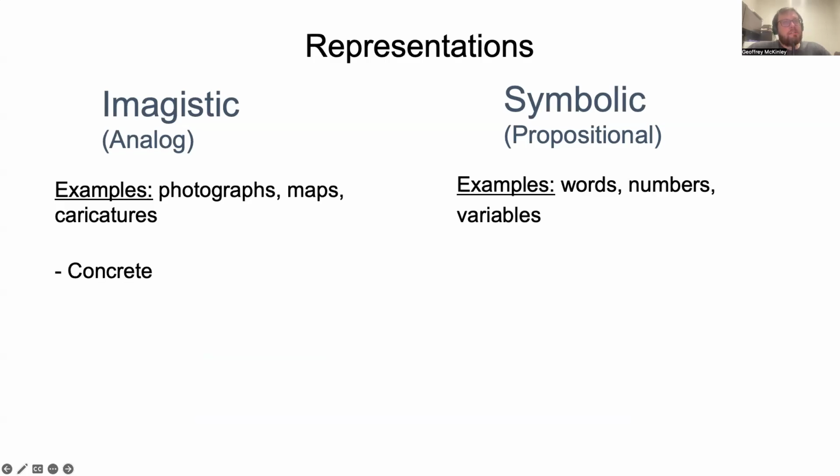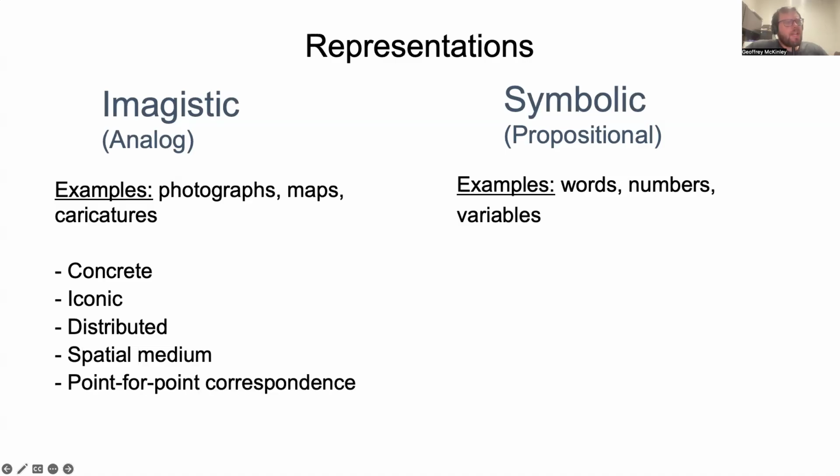So some aspects of these different types of representations: imagistic representations tend to be concrete, I should say they are concrete, and iconic, meaning that you can see them, right, in a sense. They also tend to be distributed, right? So an image is distributed among space, and there's a spatial medium associated with that representation. They are represented through a spatial medium. And there's a point for point correspondence often, right?